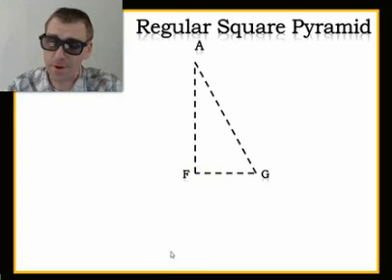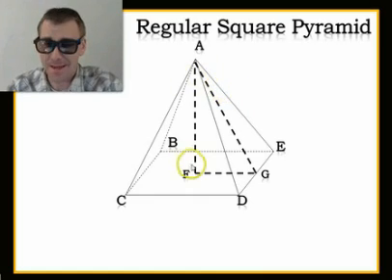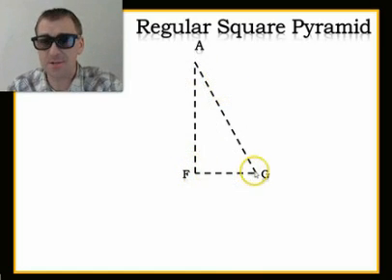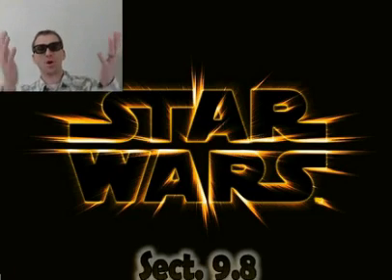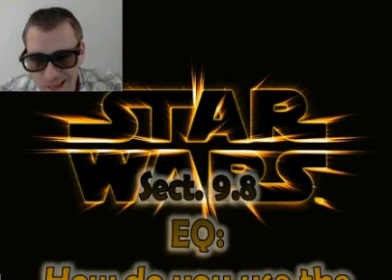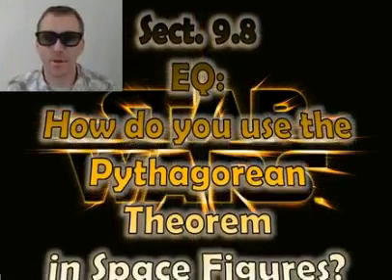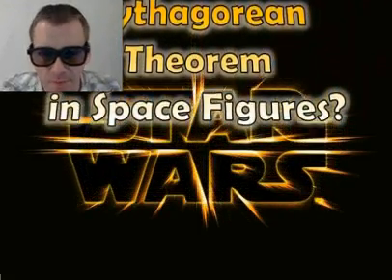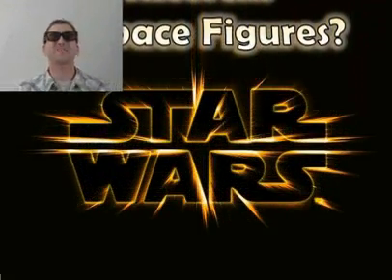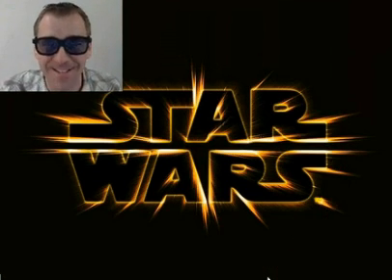If I take this regular square pyramid, like that guy right there, and I connect these guys again, it just creates a nice little right triangle. So, ladies and gentlemen, there you go. Congratulations. We're already done. I pray for you all that the force be with you when we're finding the Pythagorean theorem in these space figures. I'll see you in class.